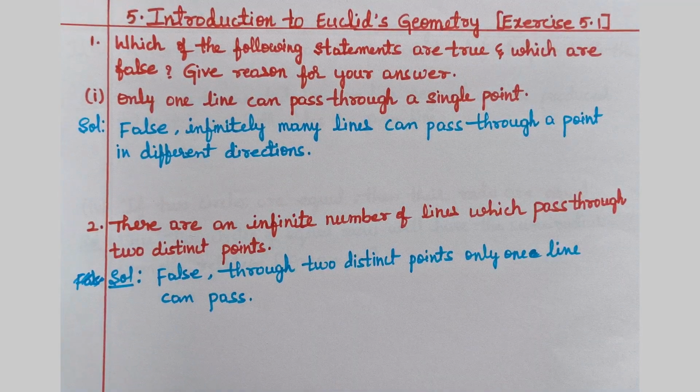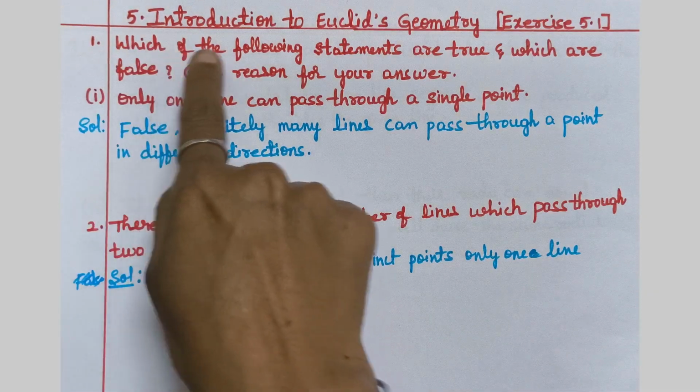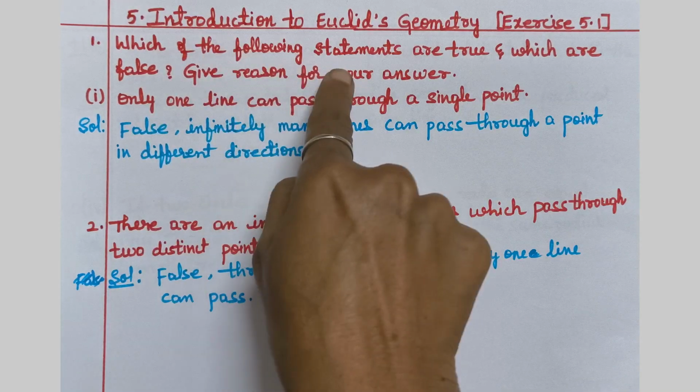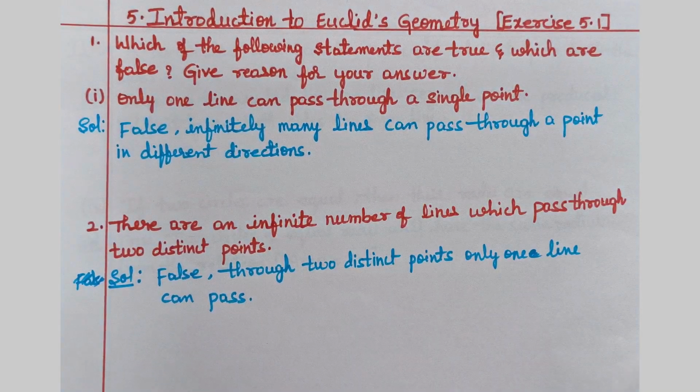This is a very simple and easy exercise. Let's start. First question, see beta. Which of the following statements are true, which are false, and give reasons for your answer. See here, we have to write which are true and which are false, and we also have to write the reason.